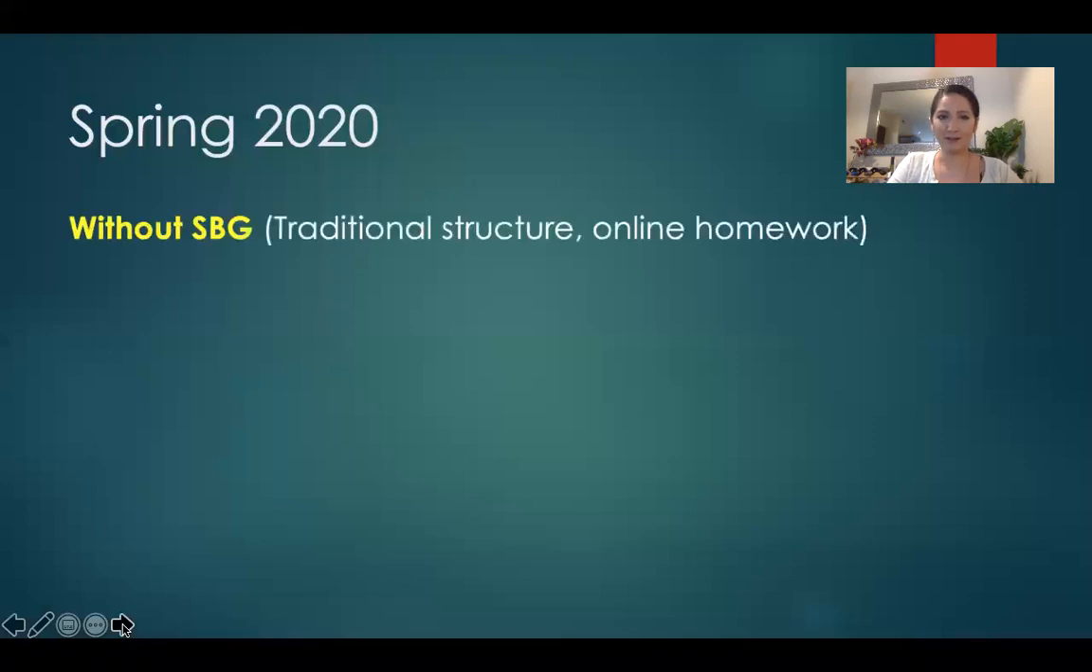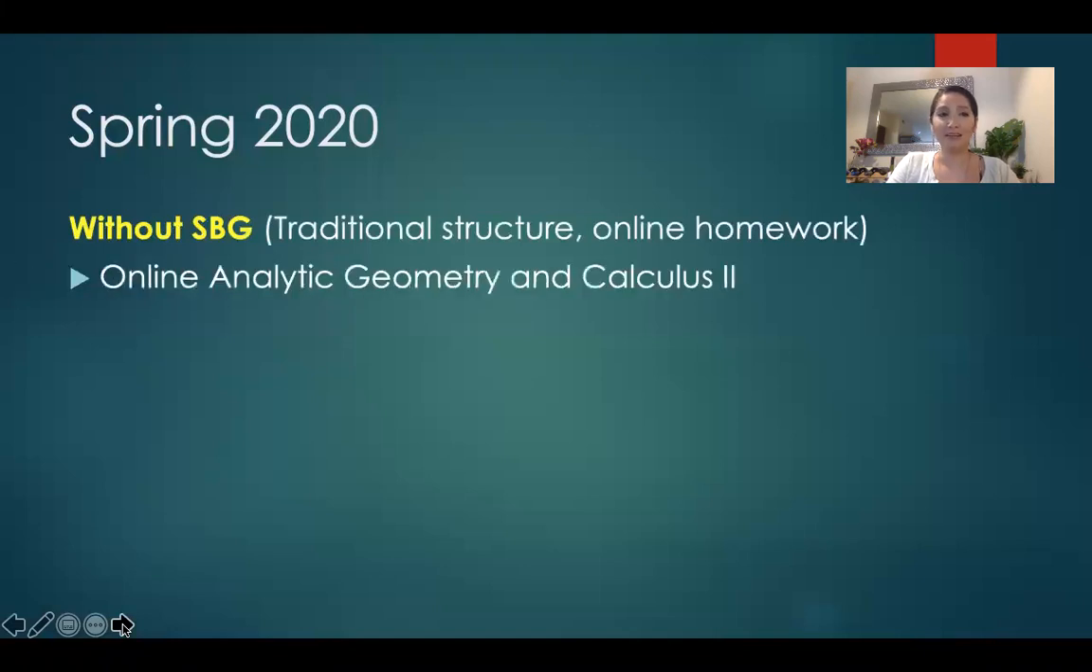So here's some background. First of all, in spring 2020, I was scheduled to teach 5 classes. I was teaching 2 of them online without standards-based grading. So we're using a traditional structure. Because they're online classes, they were given online homework and paper-based tests. In Calculus 2, I was giving my students paper-based tests that were similar to the paper-based quizzes that I gave in my standards-based grading courses.